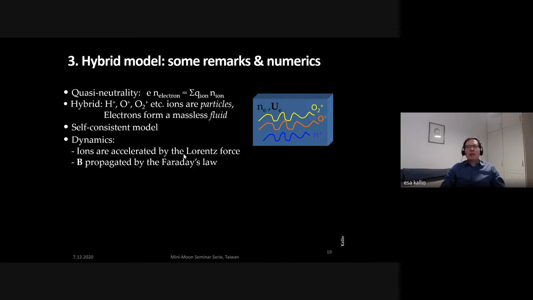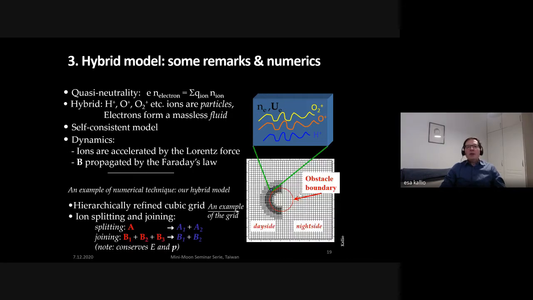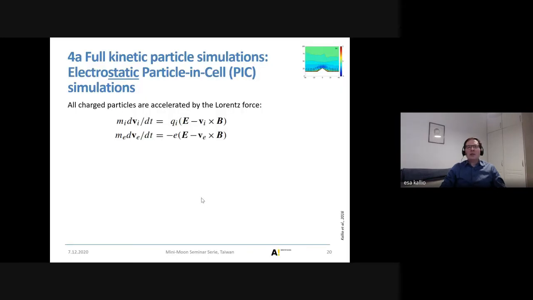Oh yes, I have to speed up quite a lot. Then we have different numerical techniques. You can imagine that in some places you might want to get a good spatial resolution. For example, here in our model, we can use a fine grid size where we want, near the object, and then we can split particles if we don't have enough particles. We have join if we have too many charged particles. There are many numerical techniques, but I don't have time to discuss those ones.